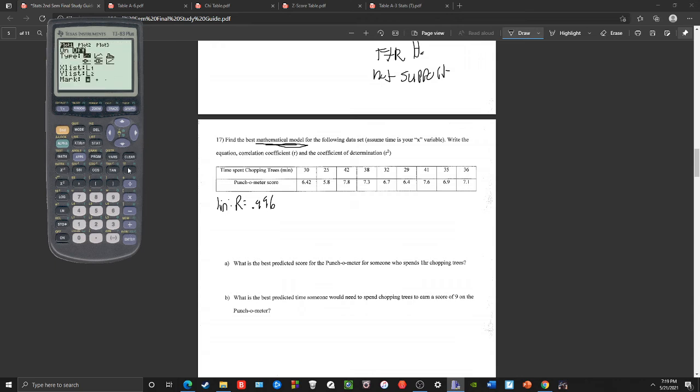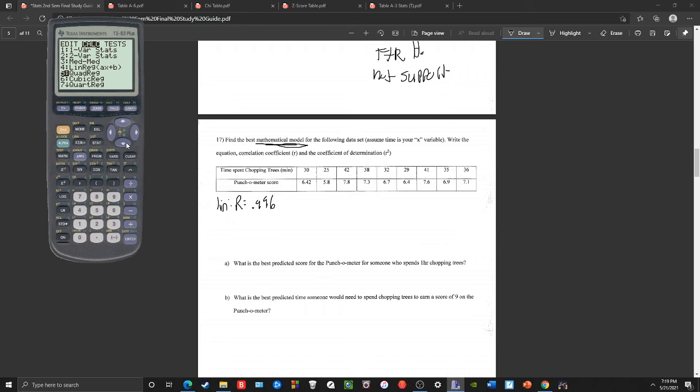I'm going to turn my stat plot on, and then we're going to look at this in a stat plot. Make sure I don't have that clear. We're going to look at this in a stat plot, so zoom stat, and see if we can estimate it from there. Well, actually, that looks pretty darn linear to me. So it's probably going to be linear, but let's just check the other ones just to make sure.